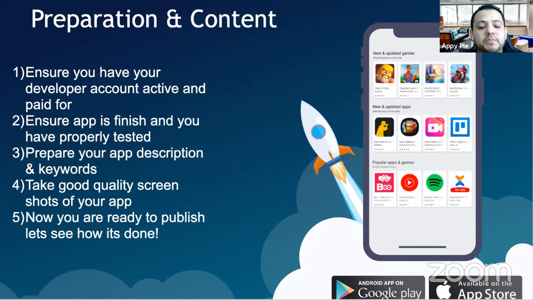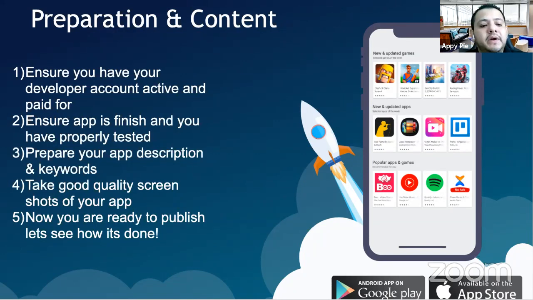Next, we have prepare your app description and keywords. So remember to create some good description for your app. Make sure it's good. It gets the attention of your users. Make sure that it's descriptive. Do you have a lot of information in there that you can explain to your users what your app is about? So make sure you have a good app description. Keywords, you're going to need about 5 different keywords. These are going to be keywords that are going to be used so that your users can look up your app on the Play Store when they're searching for it.